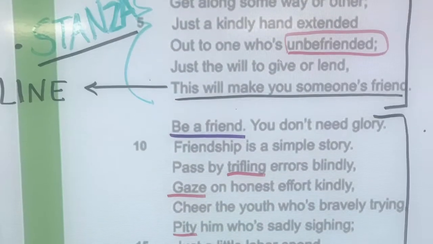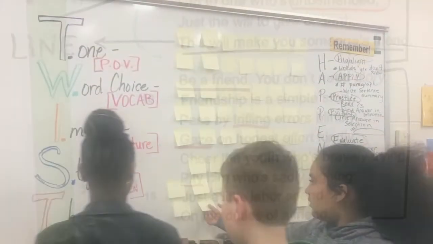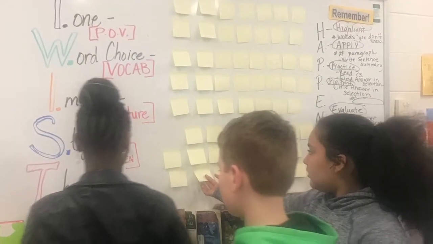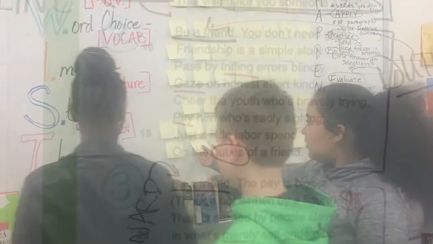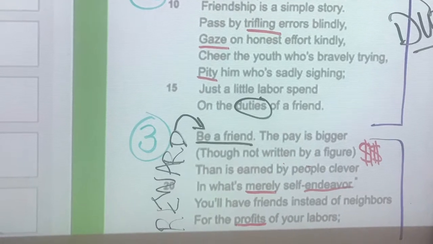Identifying the lines throughout the poem so students understand what lines are, what stanzas are. Tone, word choice, imagery, style, and theme will be the areas that they will focus on as they're identifying the different parts to the poem.